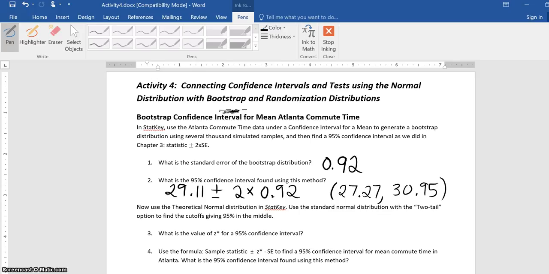Now next we're going to make a confidence interval using the normal distribution method. And to do this I'm going to use the formula sample statistic plus or minus z star times the standard error. Now I have the standard error, but I'm going to get the z star from the standard normal distribution, so I'm going to need to go to STAT111 for that.